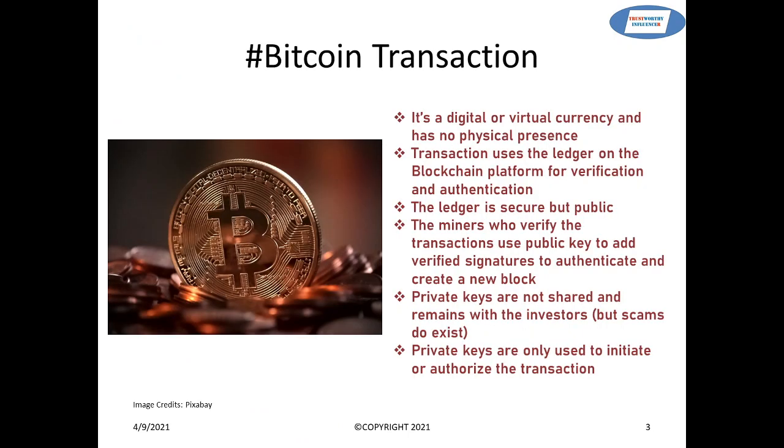So let's understand what is a Bitcoin transaction. You've got to understand that it's a digital currency, so obviously it doesn't have any physical presence. So what happens when a transaction comes in? That transaction actually uses an existing ledger on the blockchain platform, which needs to be verified and authenticated by the miners. Now, that ledger is secure, but it is obviously public. So don't fret.